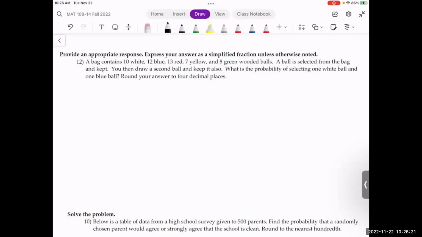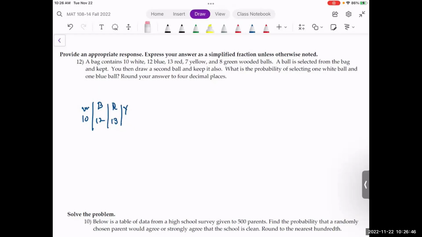Okay, so let's start with the first one. We have a bag here. In this bag, we have 10 white, 12 blue, 13 red. And, oh, the bag is small.